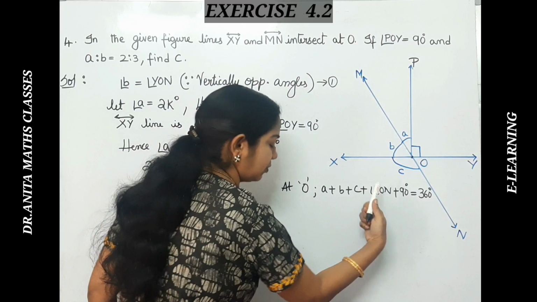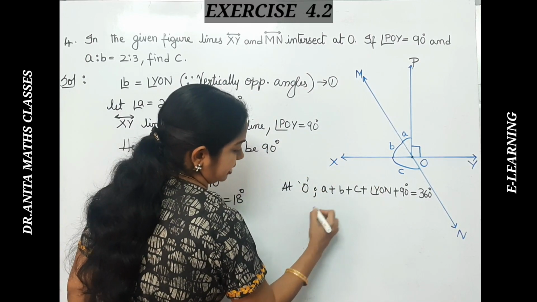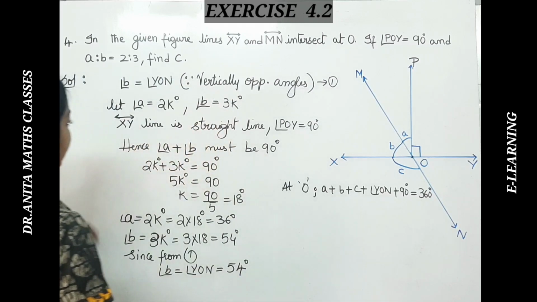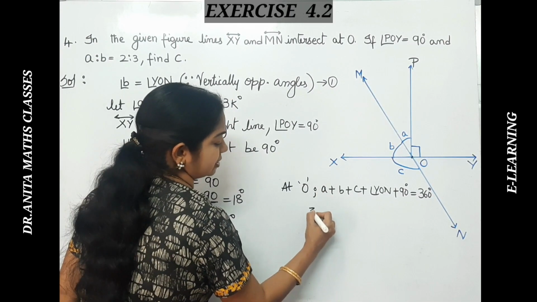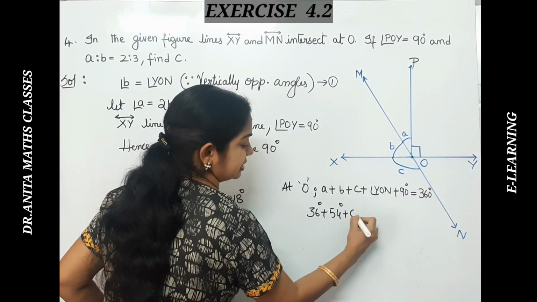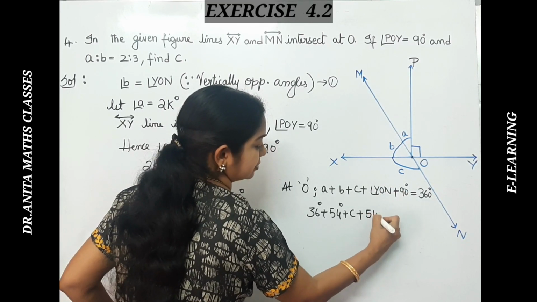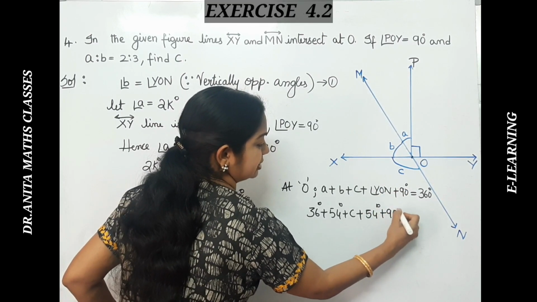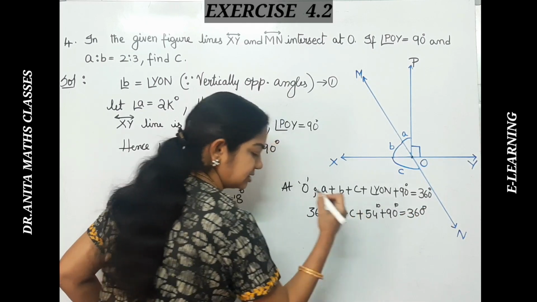And we know YON, how much did we get? 54 degrees. That also we will substitute. So that is A, how much did we get here? A value is 36 degrees. So let us substitute: 36 plus 54 plus C plus, we know YON is again 54, plus 90 equals 360. So we got all the values, but we want the C value.